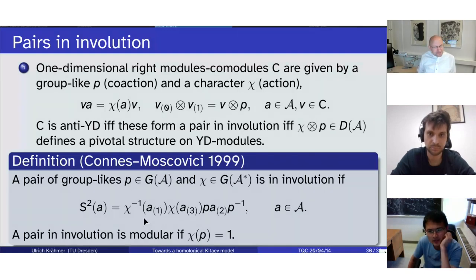I thought this involution is weaker than a pivotal structure. Okay. I guess you mean the double dual in the Drinfeld double, right? Yes. Okay. Yes, I see.